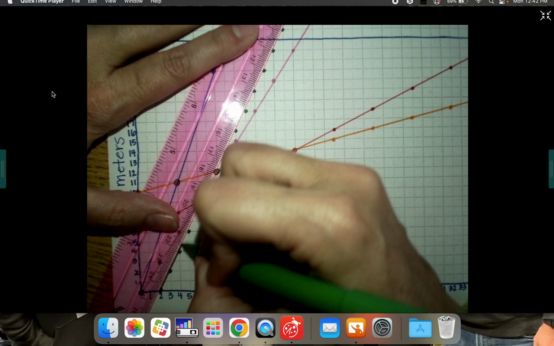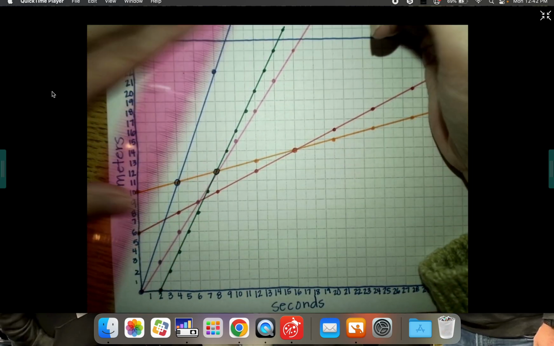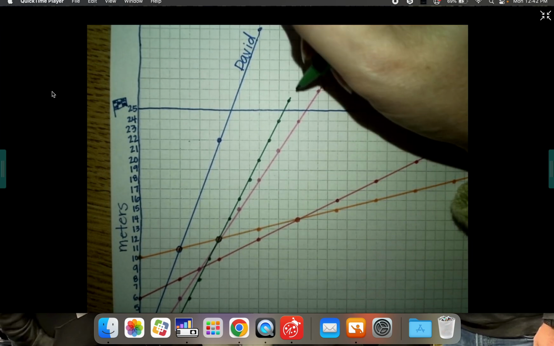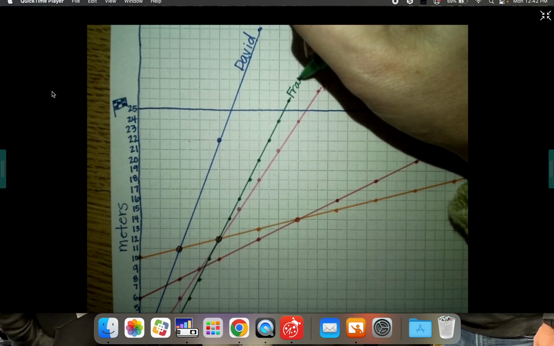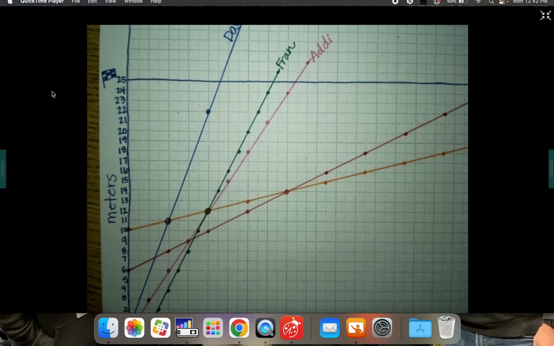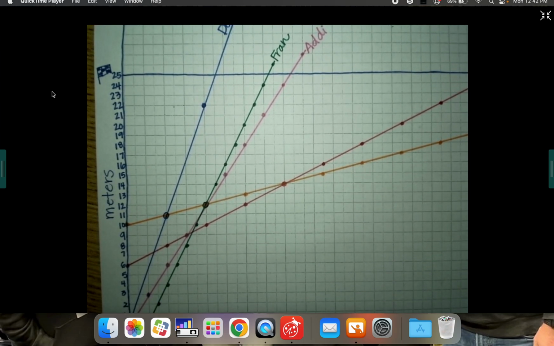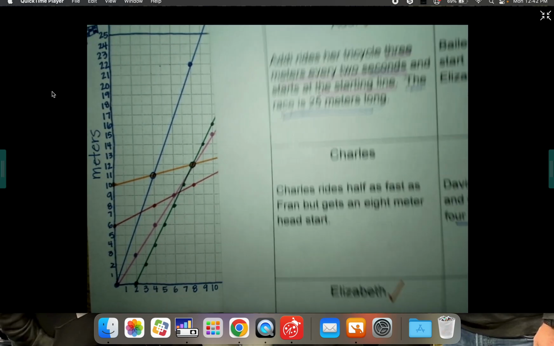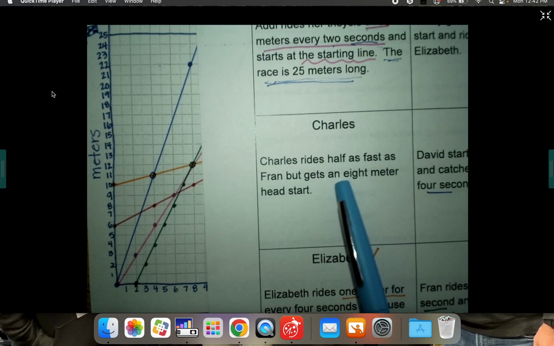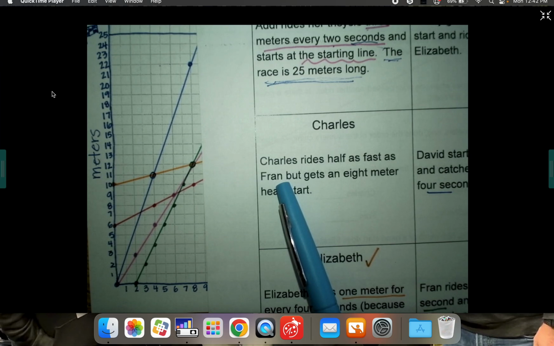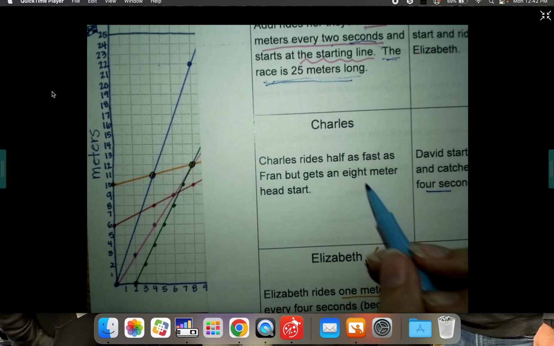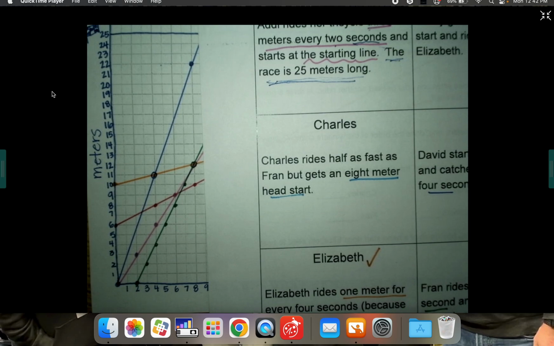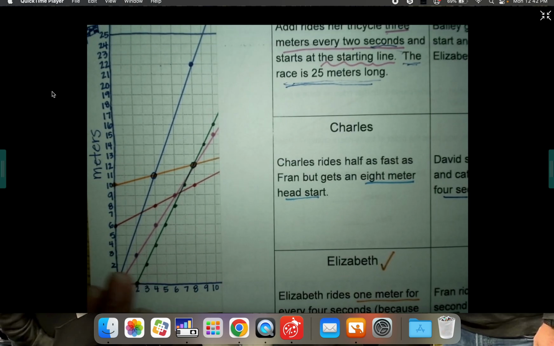Okay, so draw in your line of up 2 over 1. That was Fran. So be sure to label your line Fran. And then I think we only have one more line to put on here before we're ready to answer the questions. And the last one is Charles. So let's see what Charles says. Charles says he's slower. He only rides half as fast as Fran, but we're going to give him an 8-meter head start. So where's your first dot for Charles going to go?